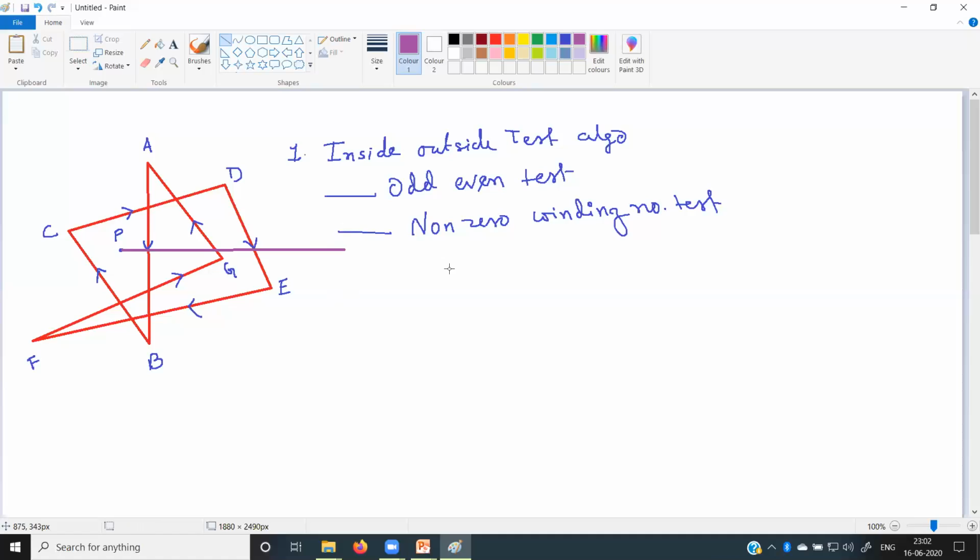It can move in the infinite. Its end point is infinity. Now you can see that this line you can consider as the scan line. So I am discussing now the odd even test. So this line is called the scan line. Clear? Now this scan line intersects all the edges of the polygon.